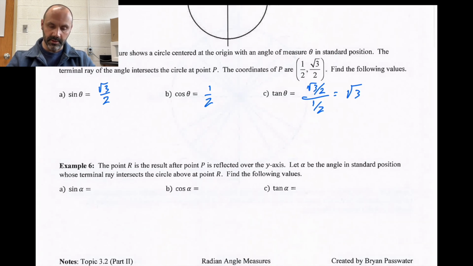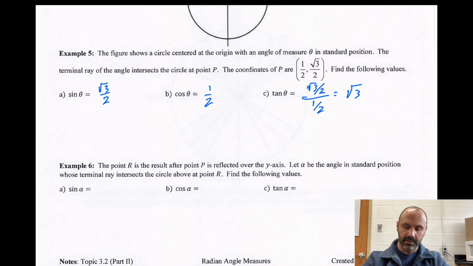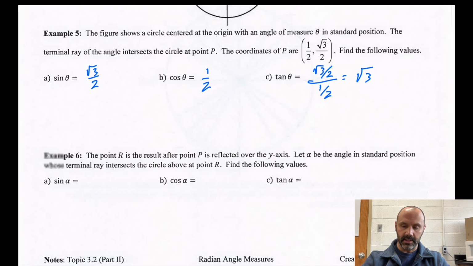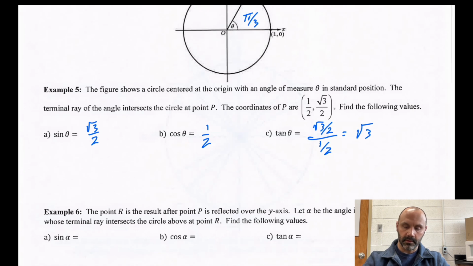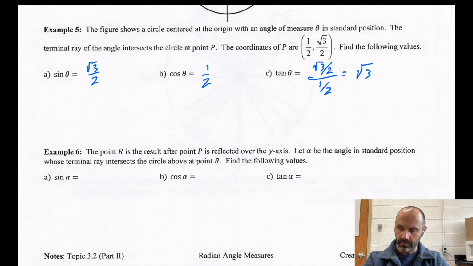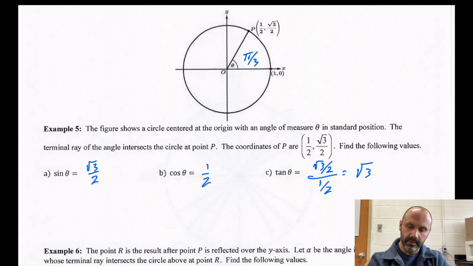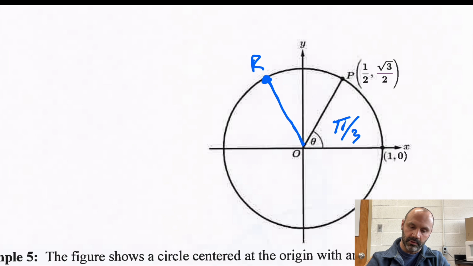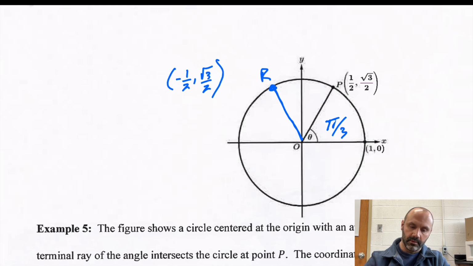Example 6. The point R is the result after the point is reflected over the y-axis. Let alpha be the angle in standard position whose terminal ray intersects the circle above at point R. Okay, so we reflect this over the y-axis. When we do that, it'll end up over here. Based on the information, we know that R has coordinates negative 1/2, but the same y-coordinate, root 3 over 2.